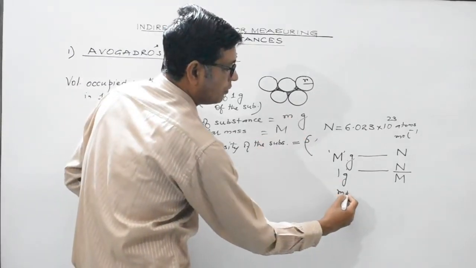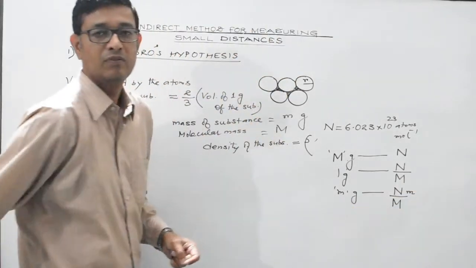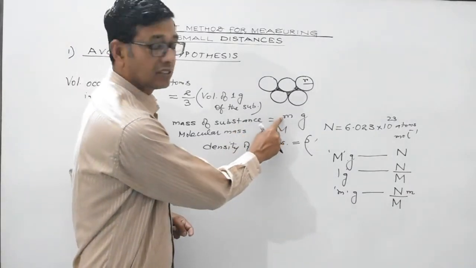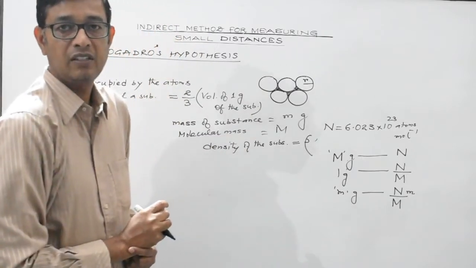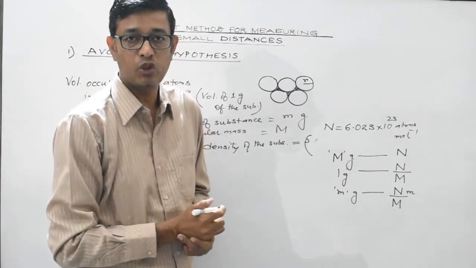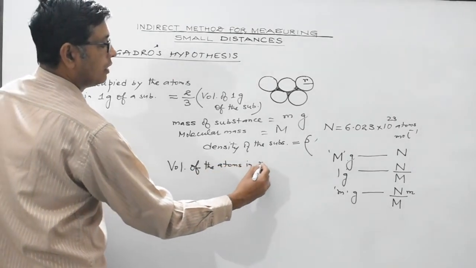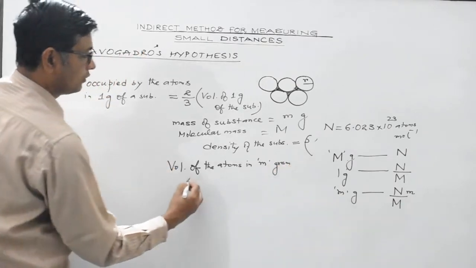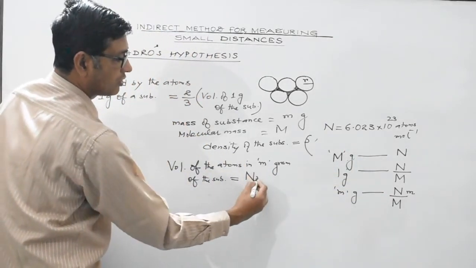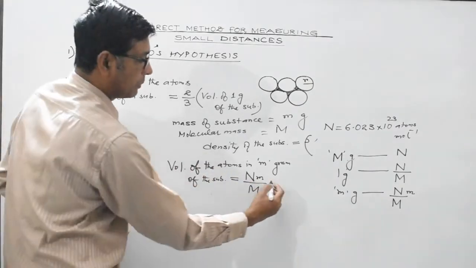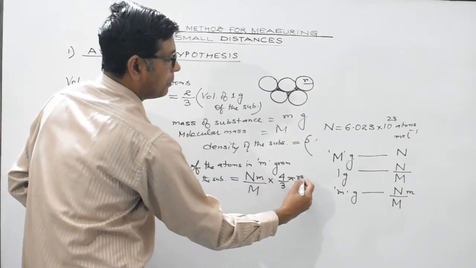Therefore, small m gram of the substance will contain atoms given by N by capital M multiplied by small m. So students, if the mass of the substance is considered to be small m gram, then in this amount of the substance the number of atoms present would be this much, right? And the volume of one atom, as I have told you, is 4 by 3 pi r cube. Therefore, the volume of the atoms in m gram of the substance would be equal to the total number of atoms present in m gram of the substance, which is N small m over capital M, multiplied by the volume of each individual atom. An atom of radius r will have a volume of 4 by 3 pi r cube. It's clear now?